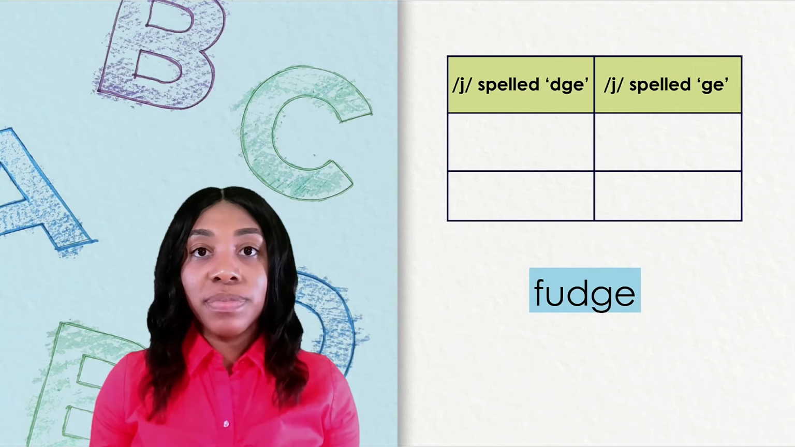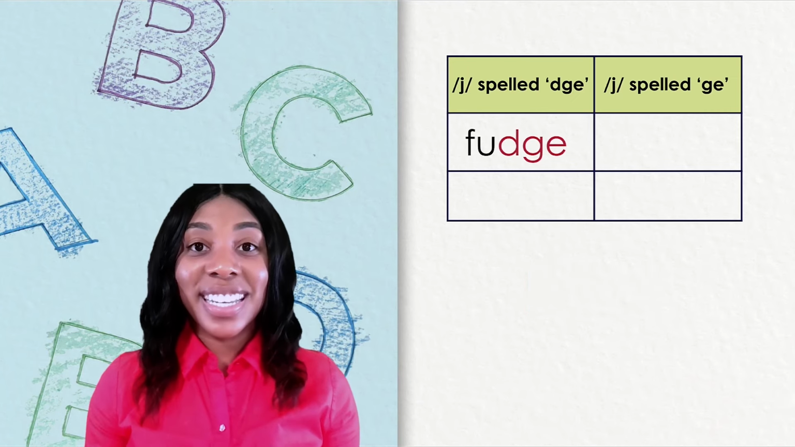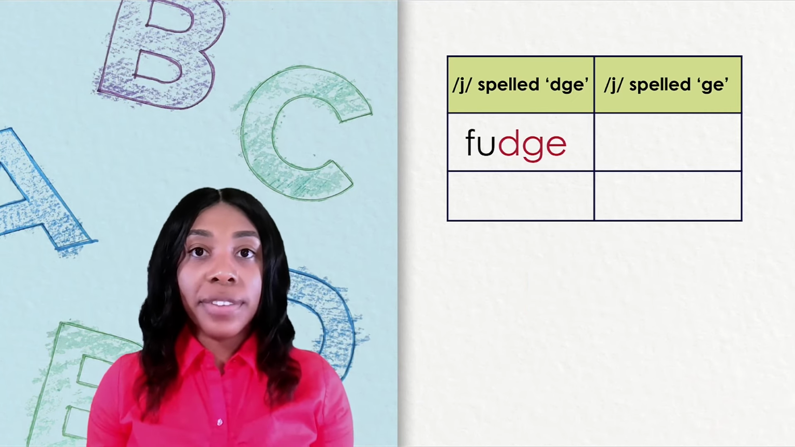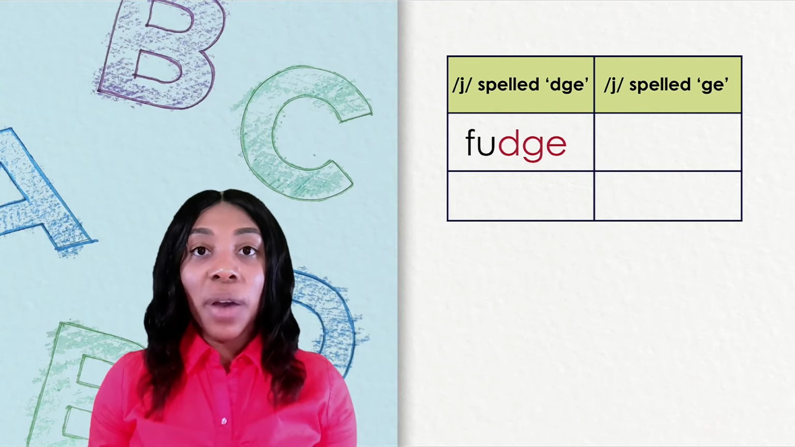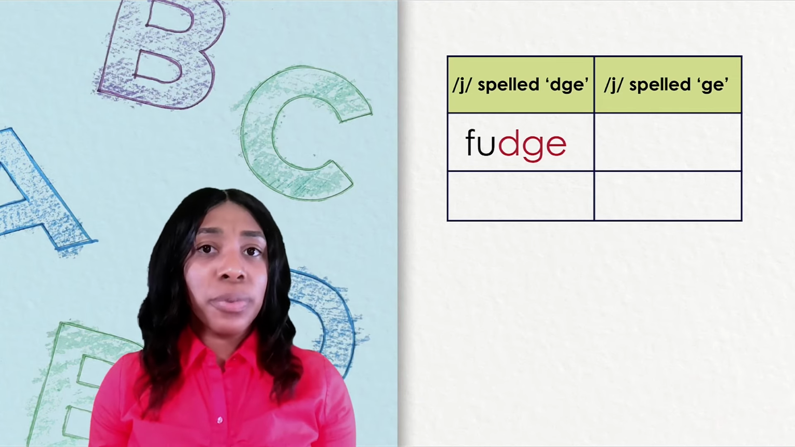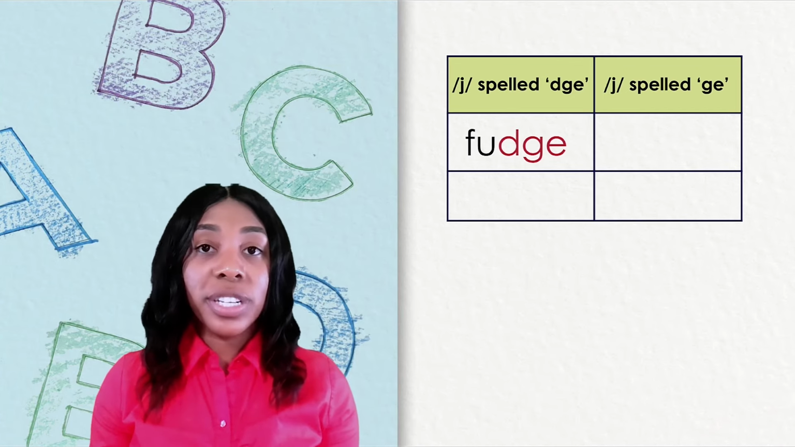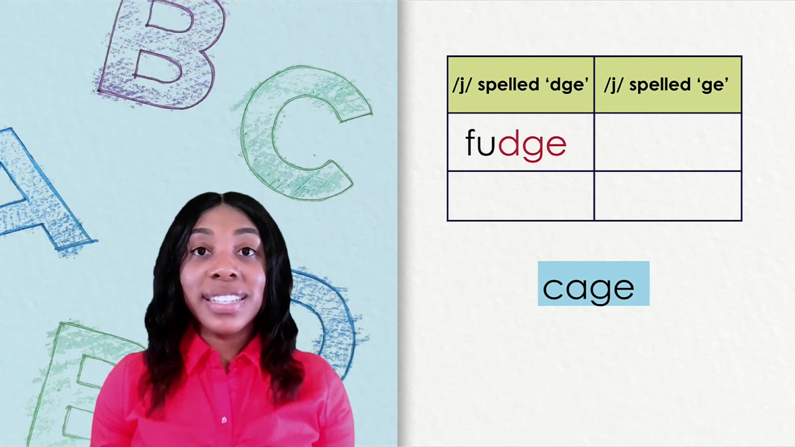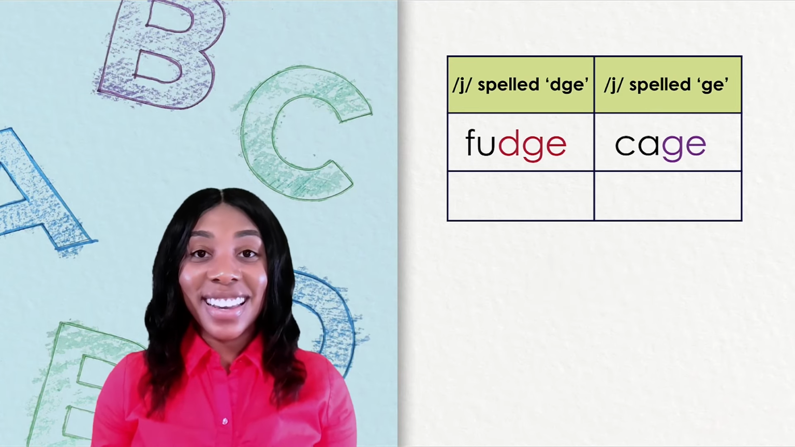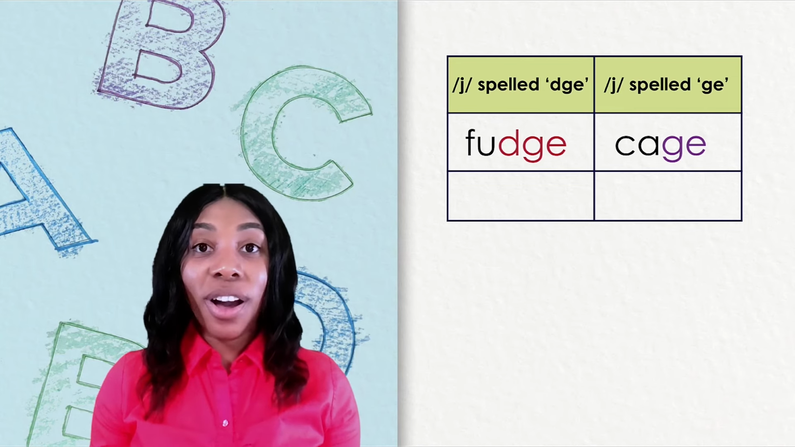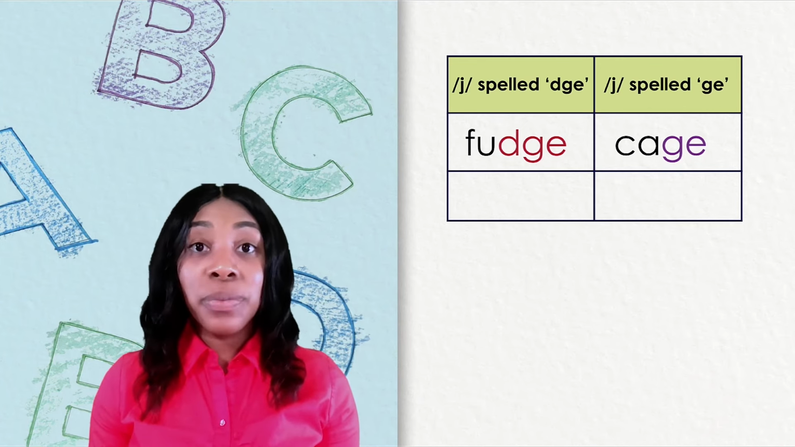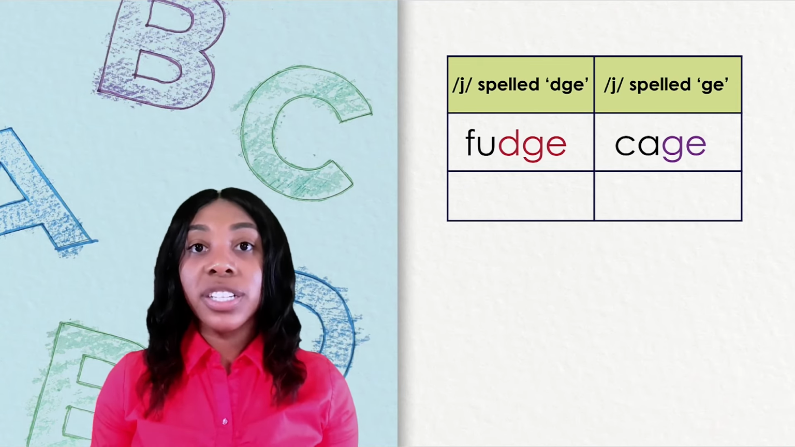We have the word fudge. Which J spelling did you see for the word fudge? We have D, G, E at the end. Did you hear a short or long vowel before the J sound? We have a short U. Maybe that's a rule that we could use to determine if we use DGE or GE. Let's see. Our next word is cage. Which spelling did you hear for the sound J? We have a GE. Do you hear a short vowel or long vowel before the sound J? We have a long A. As you can see, we use GE if we have a long vowel, and then we will use DGE if we have a short vowel before the J sound.